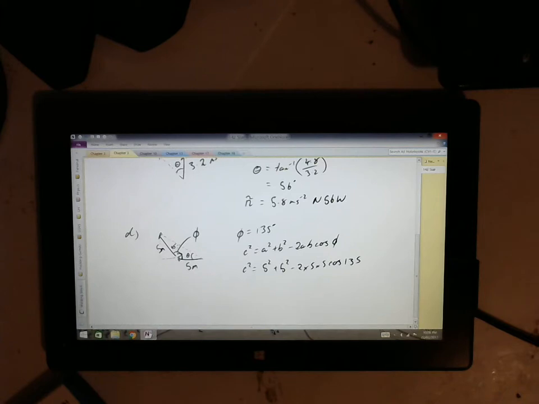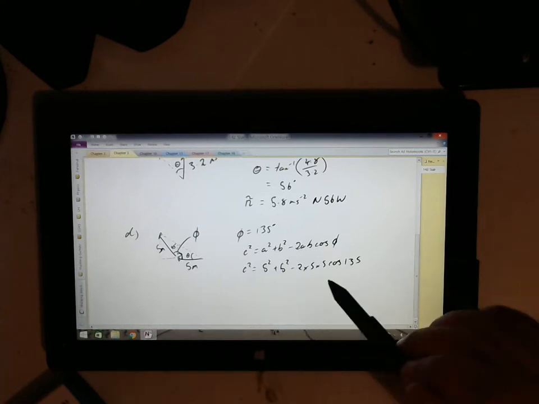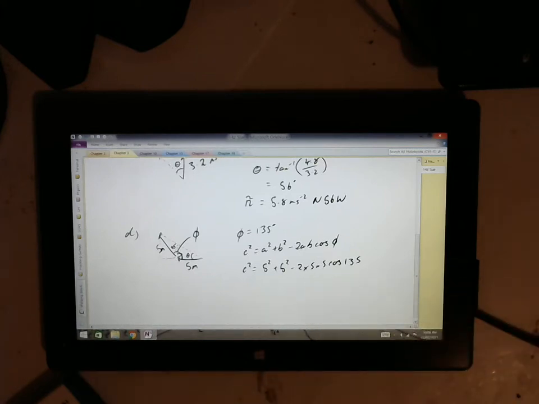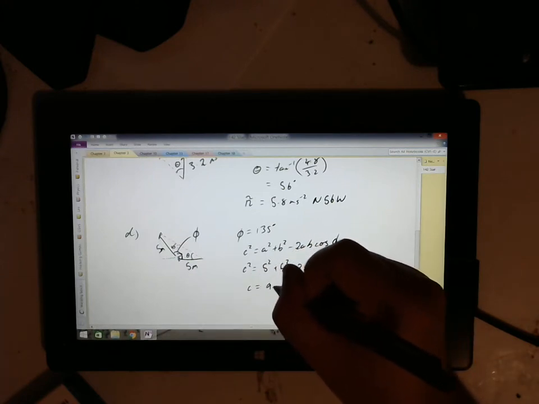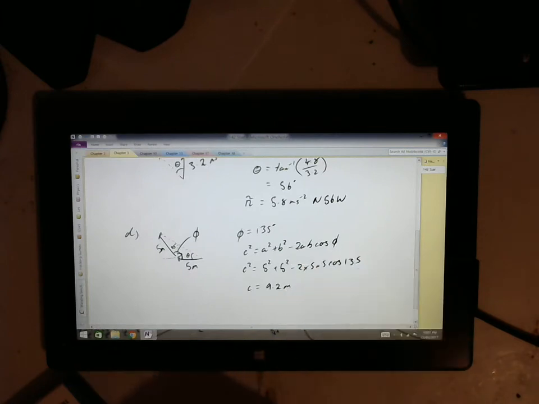Alright, let's put all that in. So 5 squared plus 5 squared is going to be 50. Let's work out that cos of 135. Note we do get a negative, but that's okay, times 5 times 5 times negative 2. And we're going to add that to 50. Not times, add that to 50. Then we'll take the square root of that, and we'll get that c equals about 9.2 meters, which looks reasonable.